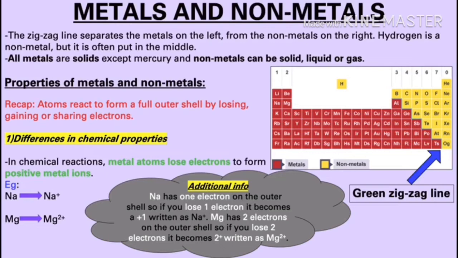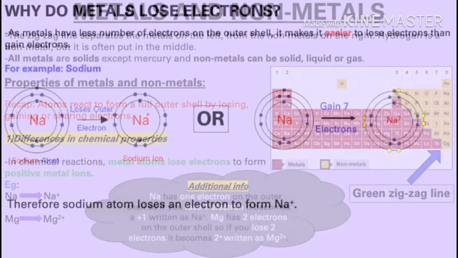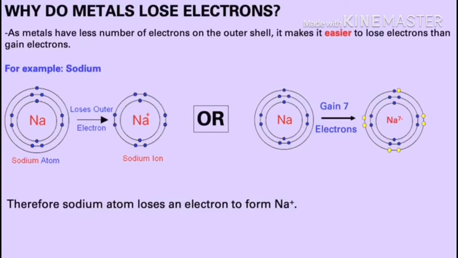The reason why metal atoms lose electrons will be explained on the next slide. Metals have a smaller number of electrons on the outer shell, which makes it easier to lose electrons than gain electrons. For example, a sodium atom can either lose that one electron on the outer shell to form a full outer shell, or gain 7 electrons, which really doesn't exist, but is used here to demonstrate that losing an electron is easier. Therefore, a sodium atom loses an electron to form a sodium ion.